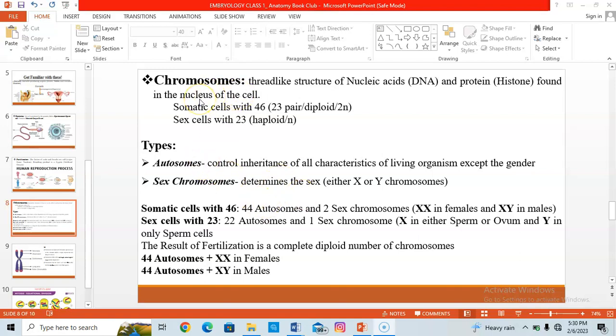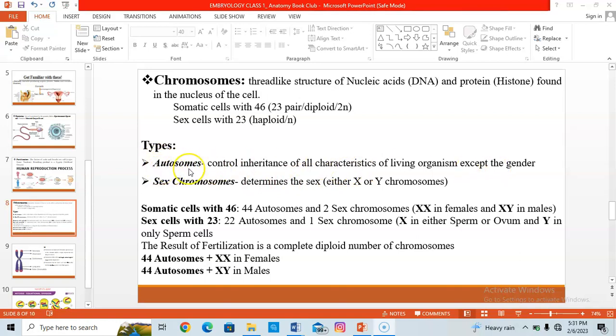So we've talked about the chromosome. It's a thread-like structure made up of nucleic acid and proteins found in the nucleus. In somatic cells, there are 46. In sex cells, there are 23. There are two types: the autosomes and the sex chromosomes. Autosomes are usually those that control every characteristic of living organisms like humans. They control the size of your ears, the shape of your nose, your fingerprints, and the rest, all characteristics except the gender.